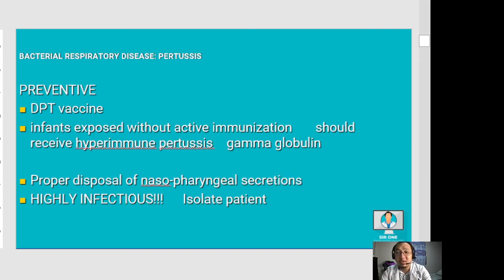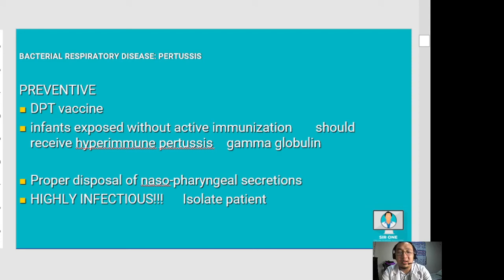And preventive measures: DPT vaccine. This was introduced in other video lectures. Infants exposed without active immunization should receive hyperimmune pertussis gamma globulin. So from an active artificial immunity, we're going to the passive artificial immunity. We're going with the gamma globulins.